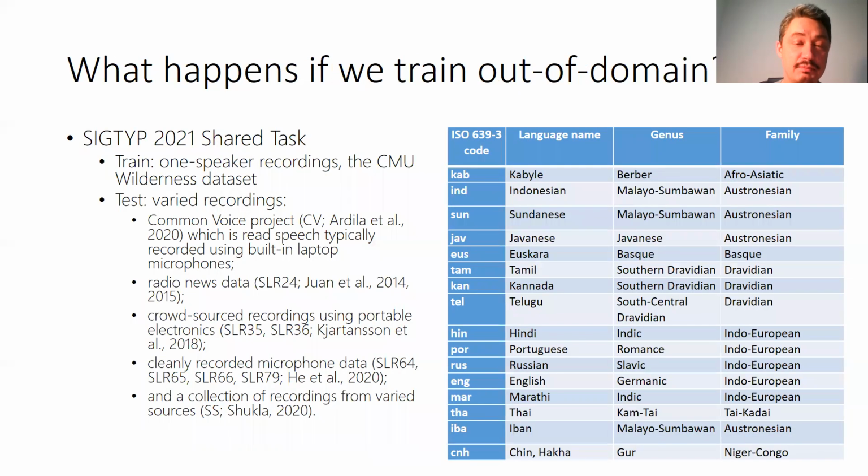For the SIGTYP shared task, the training dataset consists of one-speaker recordings from the CMU Wilderness dataset, basically the Bible read by a single speaker. Test consisted of varied recordings from varied domains: the Common Voice project, which is read speech typically recorded using built-in laptop microphones, radio news data, crowdsourced recordings using portable electronics, cleanly recorded microphone data, and a collection recorded from varied sources, all for different languages. This list of languages includes 16 languages from 8 families and isolates, like Basque.